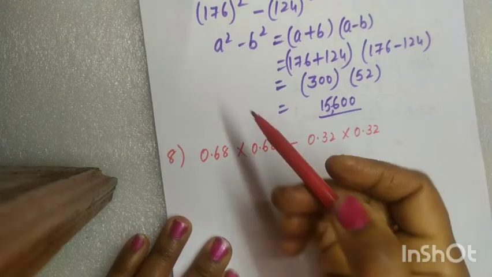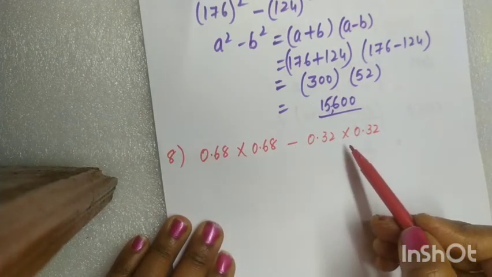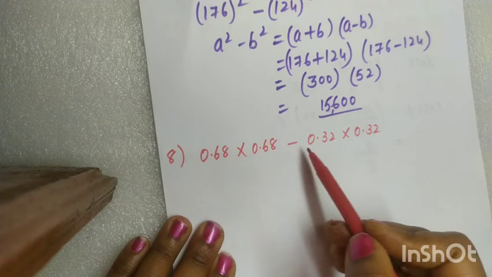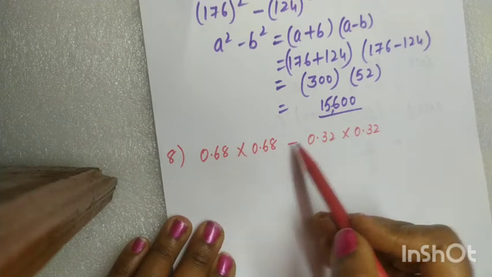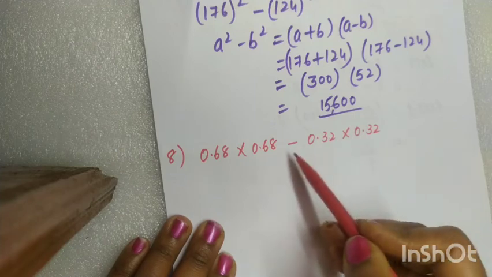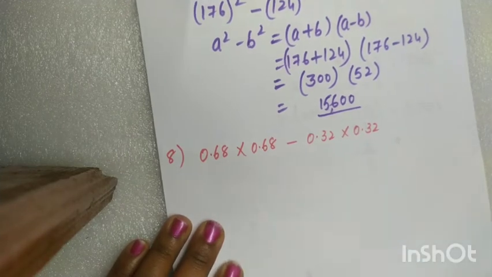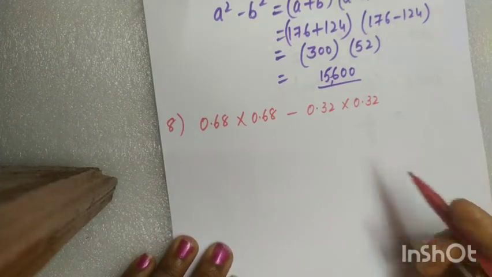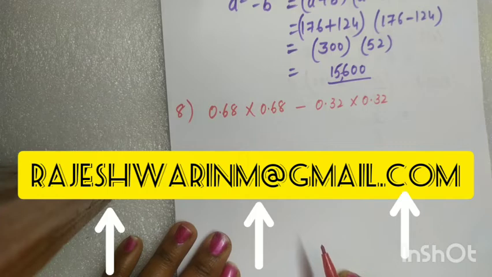Now what you have to do is apply this: 0.68 the whole square minus 0.32 the whole square. So when you add, you get 1, into 0.36 as the subtraction. So the answer is 0.36. You can just cross check this. You can do the calculations and send it to my mail also.